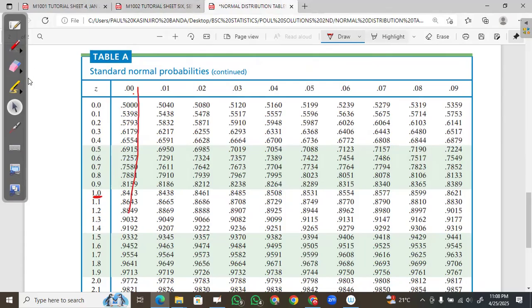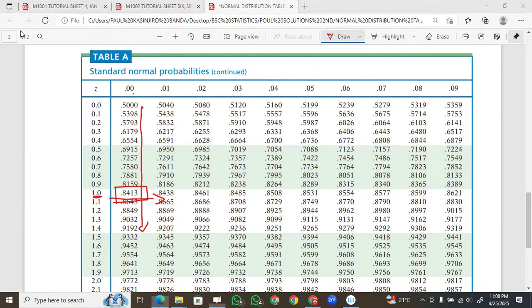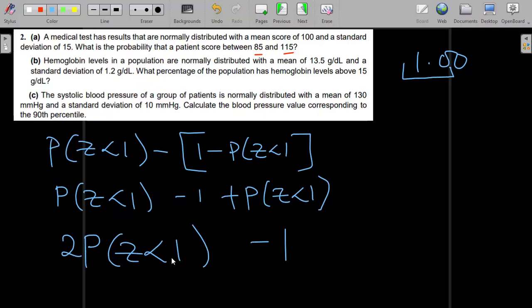I'm coming down here like that, and then going across like that. So the answer will be 0.8413. If I go back here, I'm going to write this as 2 multiplied by the probability that z is less than 1, which is 0.8413, minus 1. So this will be equal to what?